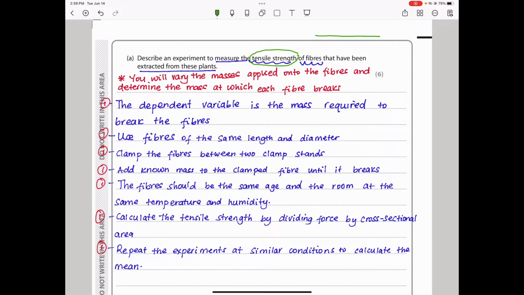So in describing an experiment, we always begin by stating the dependent variable. Remember, the dependent variable is something that you're going to measure, so you need to tell the examiner what you're going to measure. In this case, I say the dependent variable is the mass required to break the fiber. Basically, we are measuring the strength of the fibers by looking at how much mass we're going to exert onto them in order for the fiber to break. So the measurable result from this experiment is going to be how much mass this fiber can take before it breaks. So here you say the dependent variable is the mass required to break the fiber. Here you get 1 point.